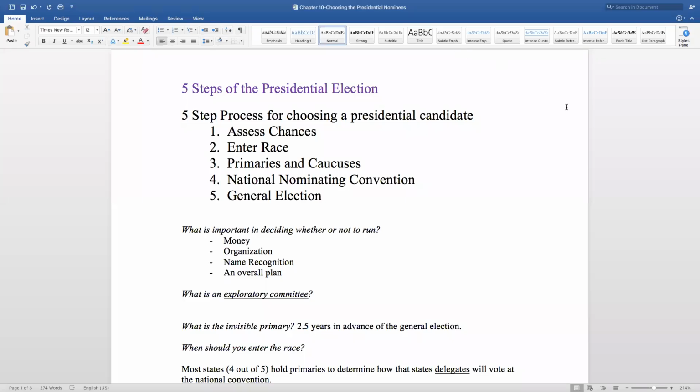Okay, today to go along with Chapter 8, Campaigns and Elections, I wanted to add the five-step process of the presidential election. I think all these chapters are really difficult when you're writing a textbook like this because you've got so much information to pack into one chapter. As I said before during the semester, some of these chapters are entire classes.